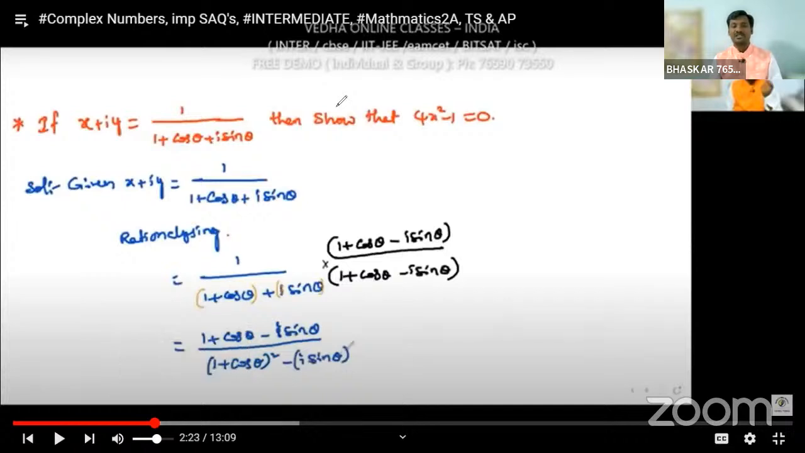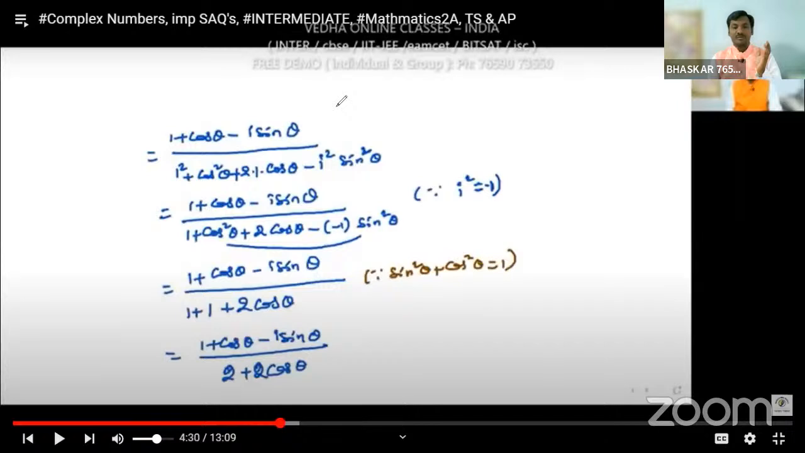So we have 1 plus cos theta whole square minus i sin theta whole square. 1 plus cos theta whole square is nothing but a plus b whole square, so we apply a square plus b square plus 2ab, and minus i square sin square theta.